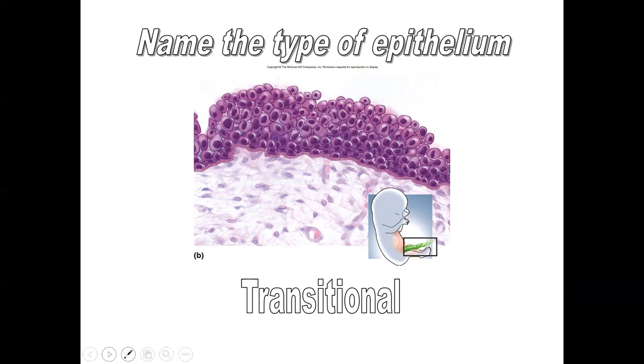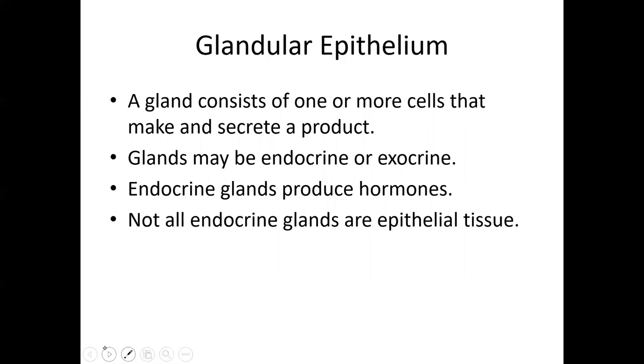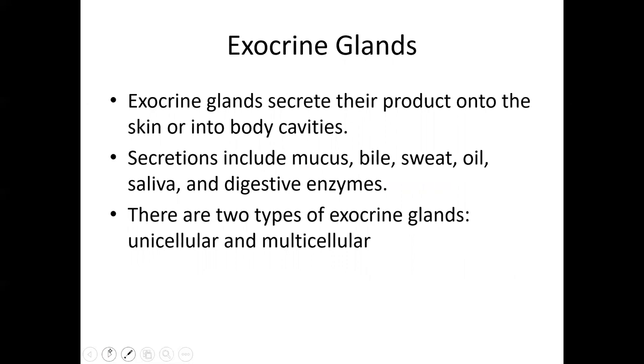Glandular epithelium is epithelial tissue that makes a gland, and a gland is a group of cells that's secreting a product. We have both endocrine and exocrine glands. We're not going to talk about endocrine glands right now. They make hormones. That's a topic for another semester. Exocrine glands secrete the product either onto the skin or into an open cavity. So mucus and bile and sweat, that sort of thing. There are two types of exocrine glands, unicellular and multicellular. A unicellular exocrine gland, think a mucus cell or a goblet cell.